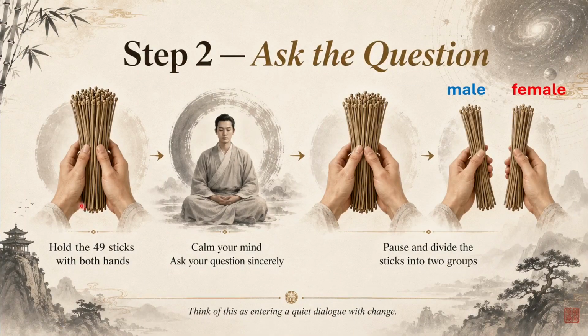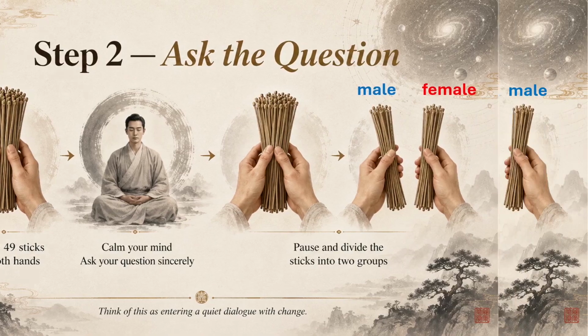Next, you hold the 49 sticks with both hands. Calm your mind. You may think of this moment as asking heaven, speaking to the universe, or entering a quiet dialogue with a deeper pattern of change. After finishing your question, pause for a moment, hold your breath gently, and divide the sticks into two groups. If you are male, check the sticks in your left hand. If you are female, check the sticks in your right hand. Group the sticks into groups of 8 and write down the remaining number, which should be a number between 1 and 8. This number gives us the inner trigram.